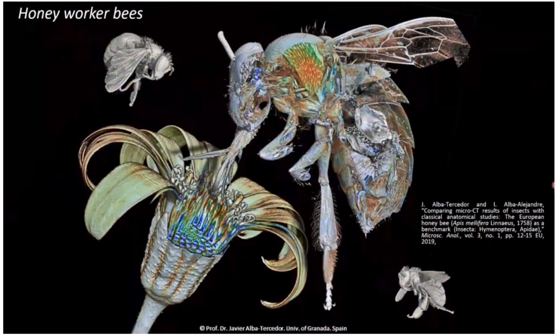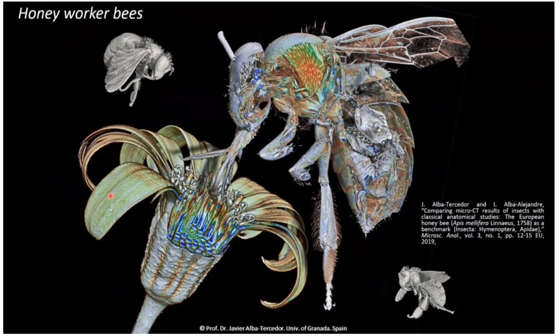According to this honeybee that appeared in the publicity of this talk, people asked me, how could you scan the flower and the bee together? This is a trick. I scanned the flower separately from the honeybee, and I put them together with PowerPoint, I'm sorry.